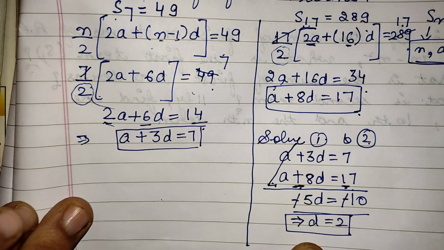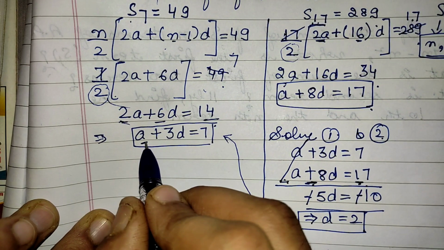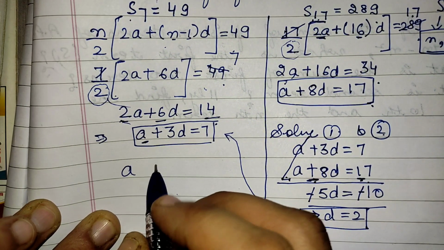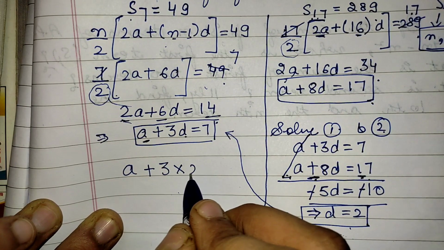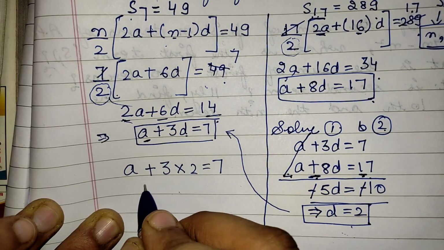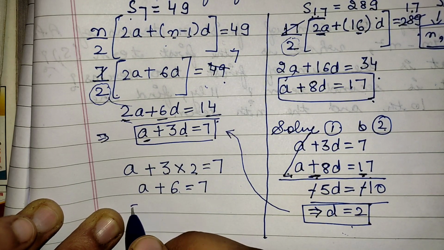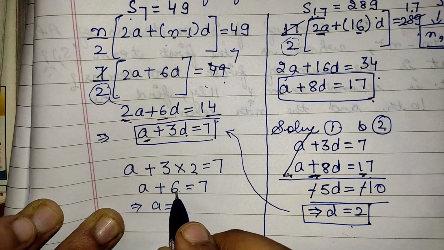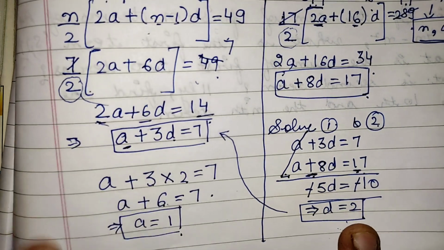So if my d is equal to 2, I can put the value in this equation and find out the value of a. So a plus 3 into d, where d is 2, is equal to 7. So a plus 6 is equal to 7. So my a will be equal to 7 minus 6, means my a is equal to 1.